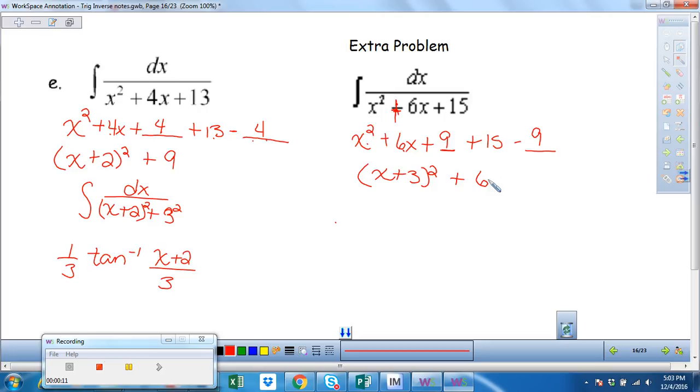Okay. So then my a is the square root of 6, which is okay. So then I have 1 over the square root of 6, the tangent inverse of x plus 3 over radical 6. And no, I don't have to rationalize that. And that's my answer.